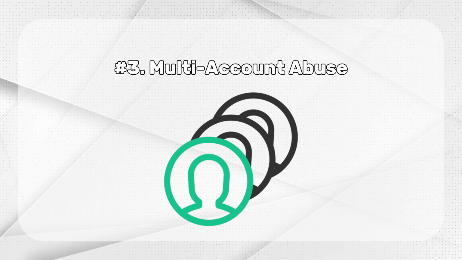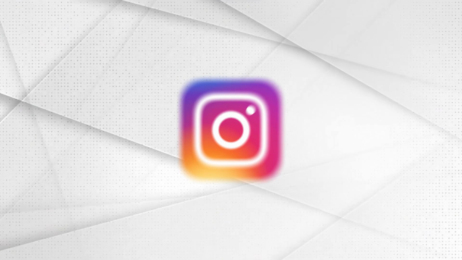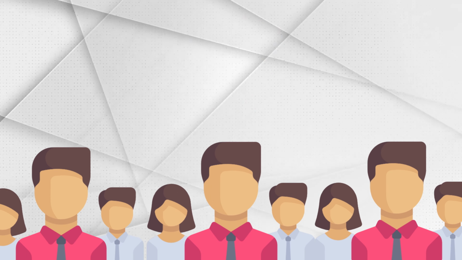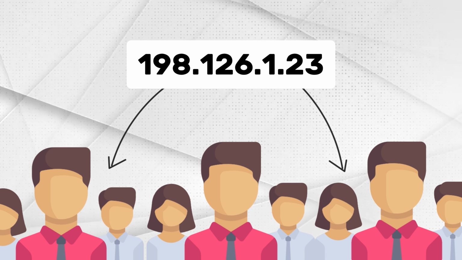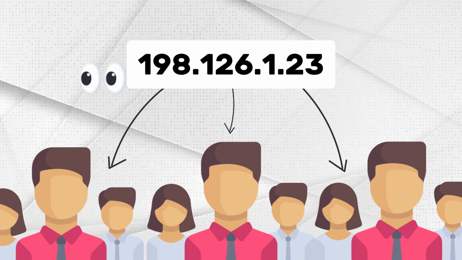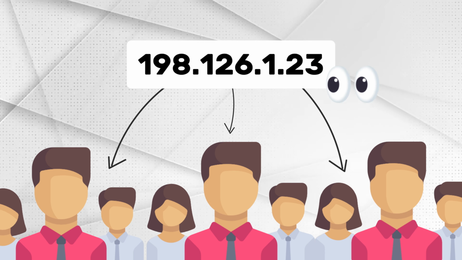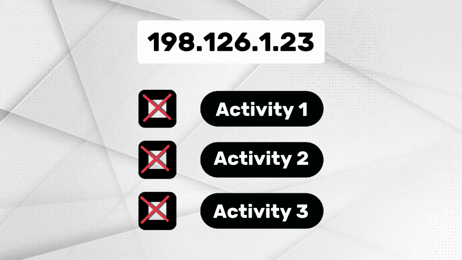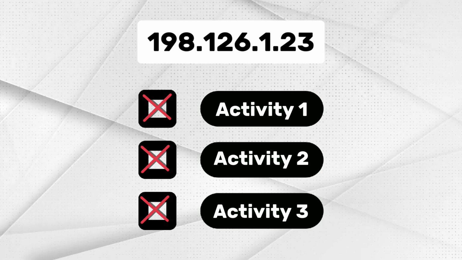The last reason is about multi-account abuse. Instagram allows users to manage multiple accounts, but if it detects an unusually high number of accounts being operated from the same IP, especially if those accounts are being used to interact with each other or to perform suspicious activities, it may consider this an attempt to manipulate the system or evade previous bans.